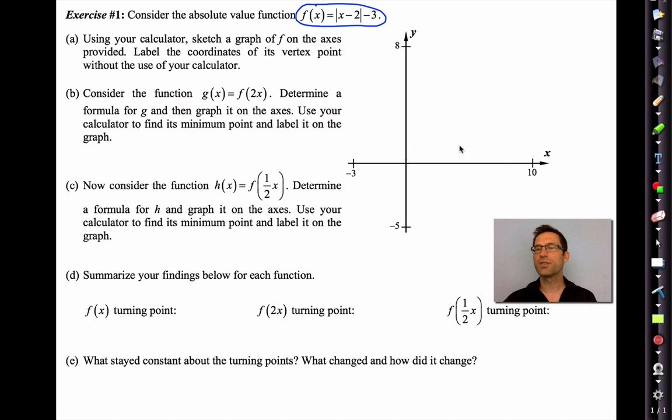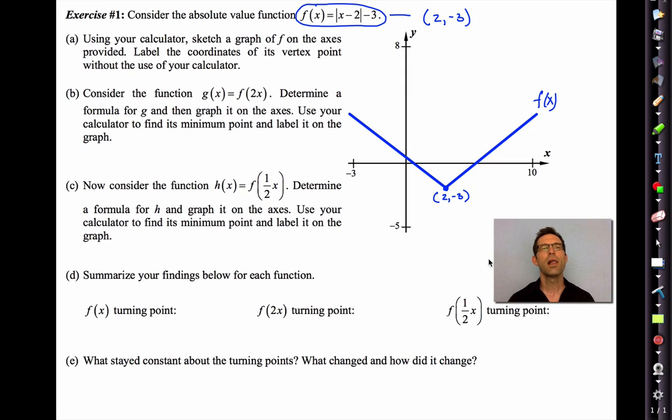Since it's our classic absolute value graph, I'm going to use my straight line command, and it will look something like this. Let me label that f of x. And of course, I should be able to figure out its turning point by just looking at the vertex form of this absolute value function. So it's got the point 2, -3. This graph's going to get a little crowded.